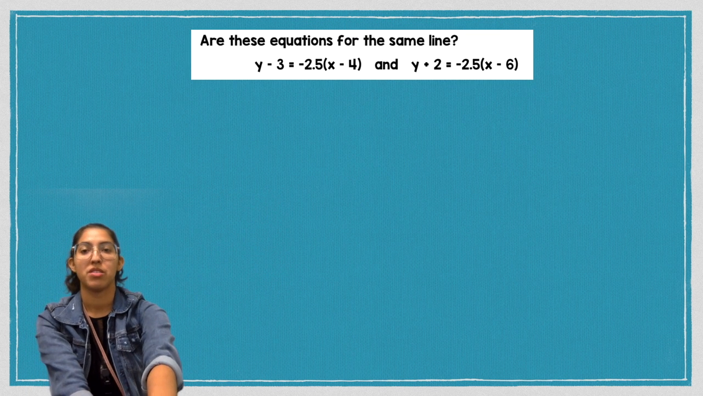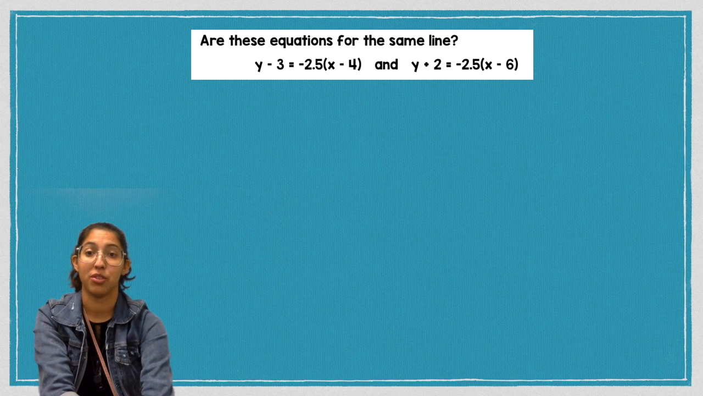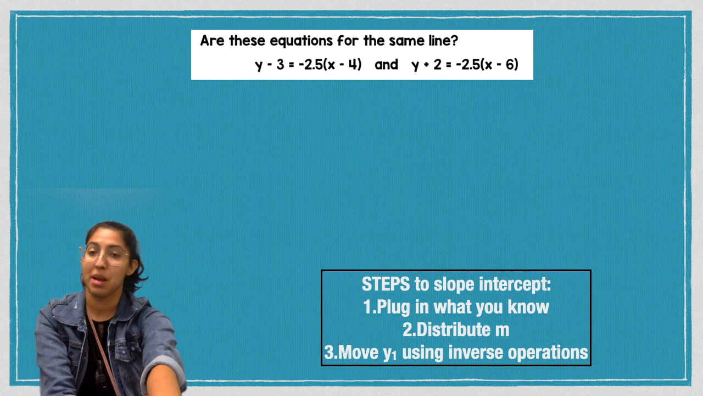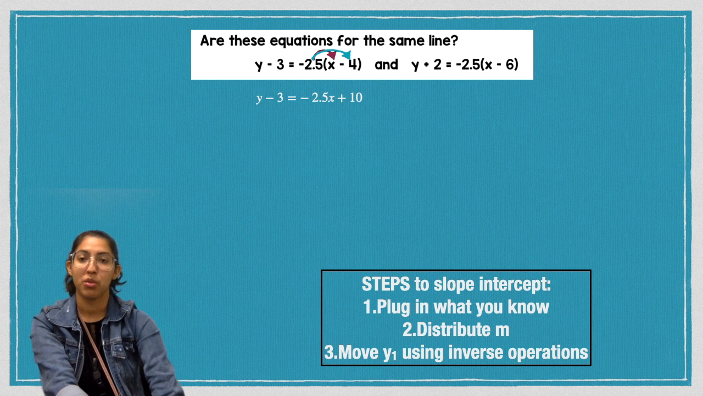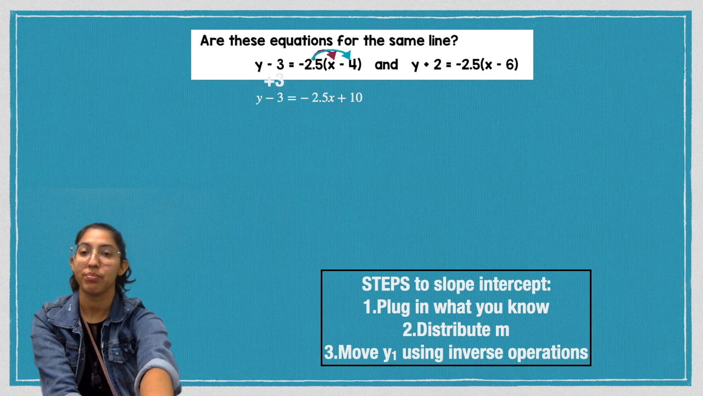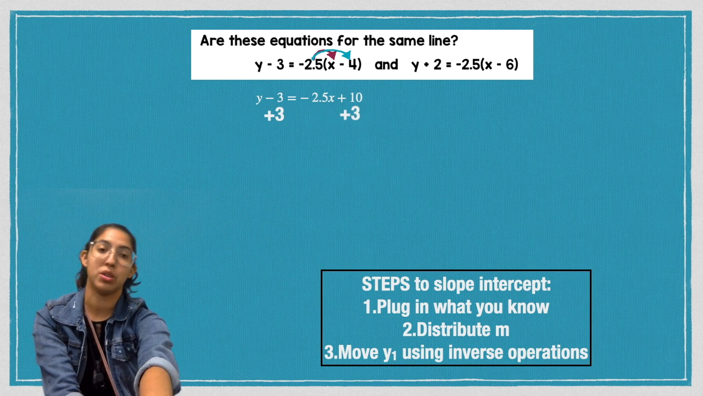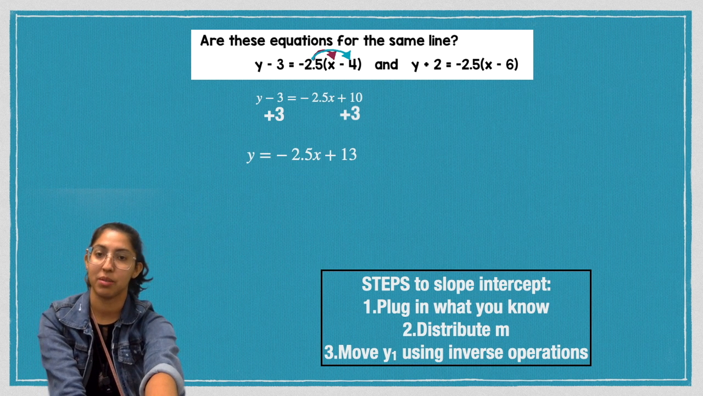So are these equations for the same line? I don't know. They definitely have the same slope, negative 2.5, so I'm good with that. But now I need to do my steps. So we've already plugged in, so we are distributing this negative 2.5. We end up with y minus 3 equals negative 2.5x plus 10. So we are adding 3 to the other side. It only goes to like terms. So then we are left with y equals negative 2.5x plus 13.